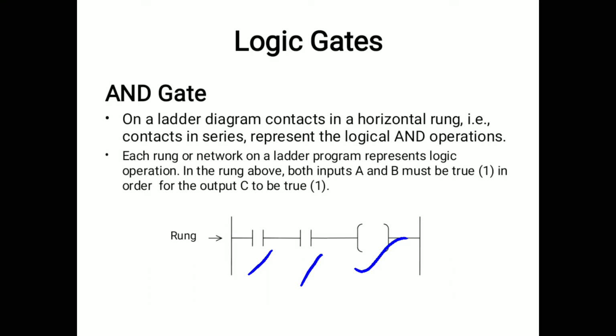In that case, we will connect both the inputs in series. On a ladder diagram, contacts in the horizontal range are connected in series to represent logical AND operations. Here we can say this is input A, this is input B, and this is output C. These inputs will represent the AND gate logic operation for PLC operation.